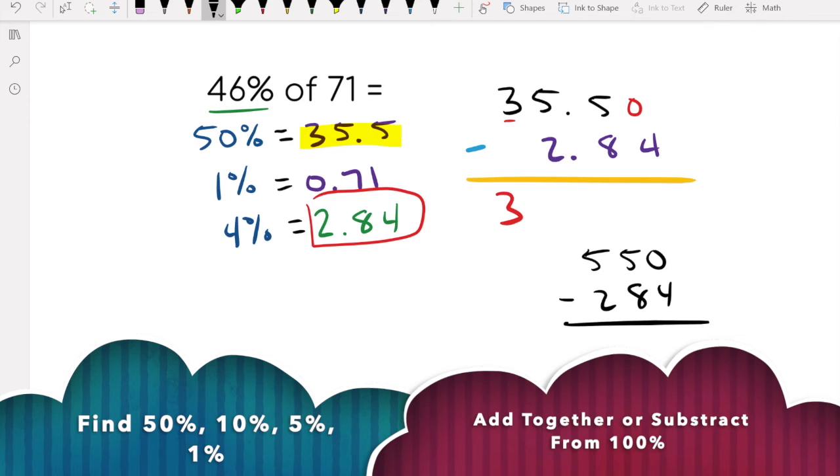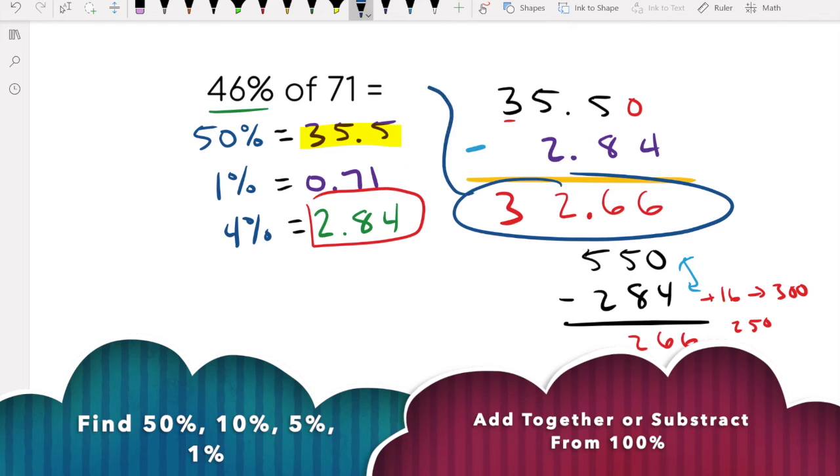And I think the best way to do subtraction often when the numbers are big is to ask how much these numbers are different by. That's the easier way to go about it. So if you add 16 to this number, it becomes 300, and 300 is 250 away from 550. So if you add those, it's going to be 266. So I know my answer up here is a 2 and a 6 and a 6, and my decimal has to go there. So this right here is my final answer for 46% of 71.